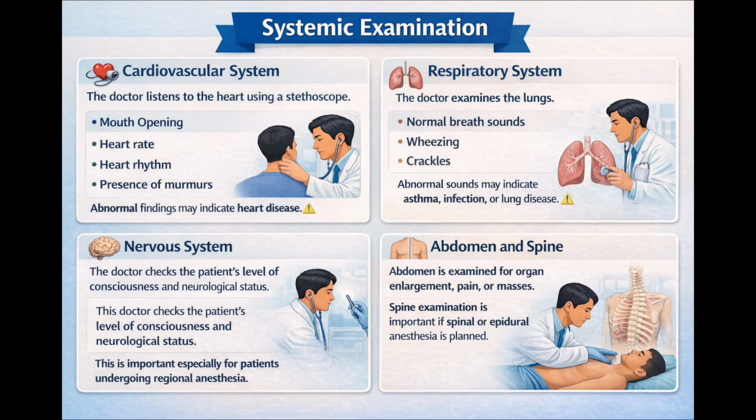3. Nervous system. The doctor checks the patient's level of consciousness and neurological status. This is important especially for patients undergoing regional anesthesia. 4. Abdomen and spine. Abdomen is examined for organ enlargement, pain, or masses. Spine examination is important if spinal or epidural anesthesia is planned.